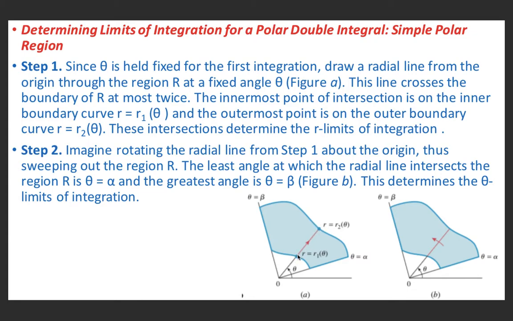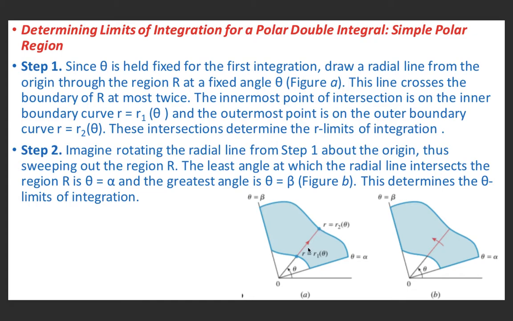This line crosses the boundary of R at most at 2 points. It cannot cross at more than 2 points. The innermost point of intersection is on the inner boundary, the curve r equal to r1(theta), and the outermost point is on the outer boundary, the curve r equal to r2(theta). And these points, r equal to r1(theta) and r equal to r2(theta), determine the r limits of integration.